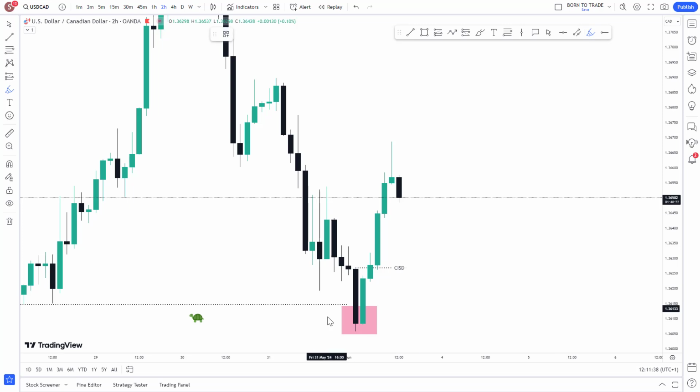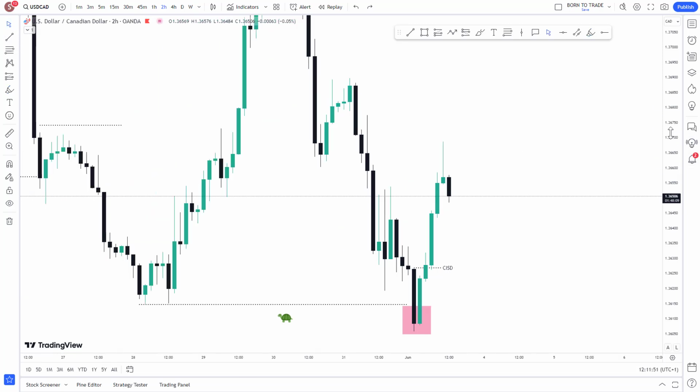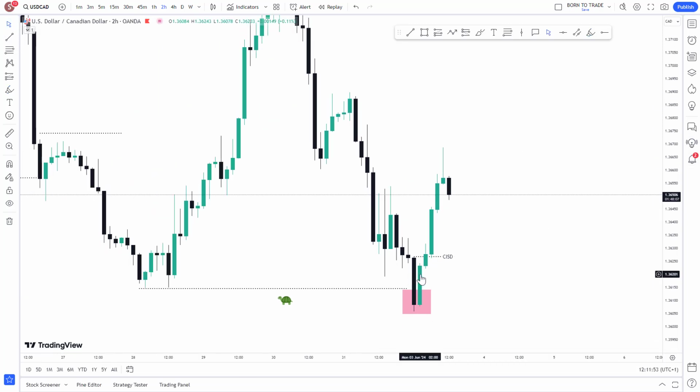And you see how price retested this particular level nicely, and we've seen that nice reaction to the upside. See how price retests the level, and you see the reaction to the upside. And this is a very simple strategy, and this particular price action is happening currently in the market.